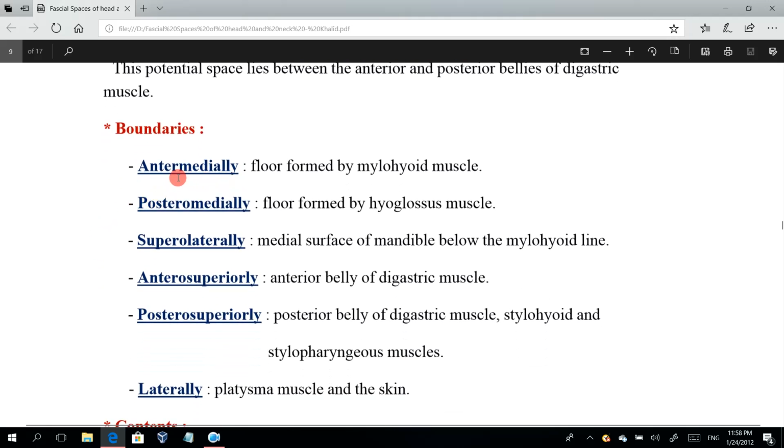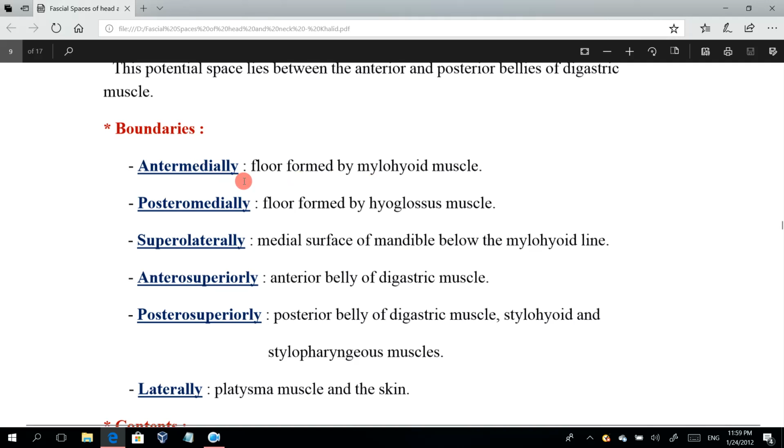Anteromedially, the floor formed by mylohyoid muscle, posteromedially the floor formed by hyoglossus muscle. You know the position of the hyoglossus muscle between the hyoid bone and the tongue, which is posterior to the mylohyoid. It is to the inner side of the mylohyoid and posterior to the mylohyoid muscle.